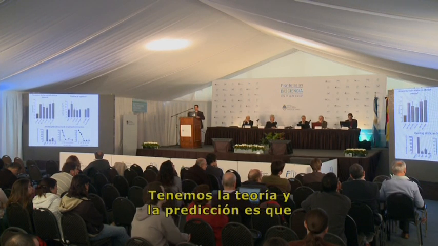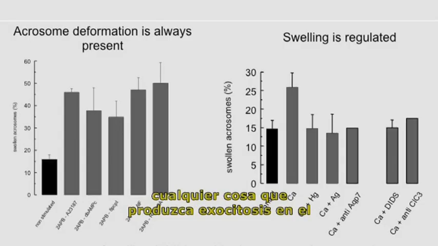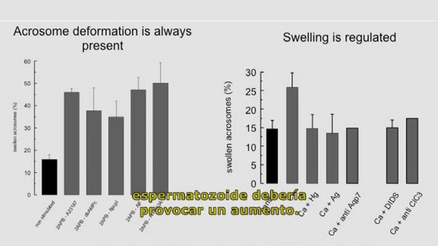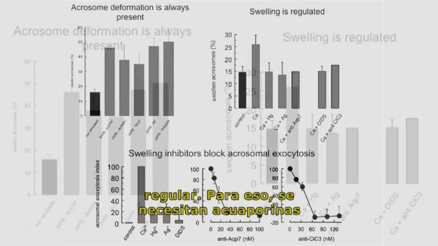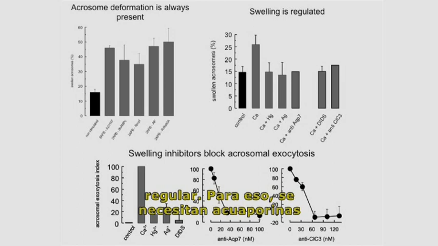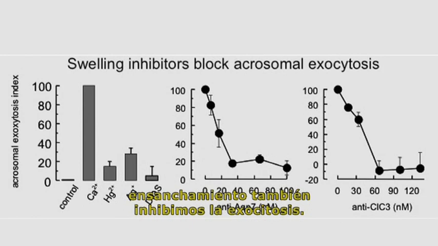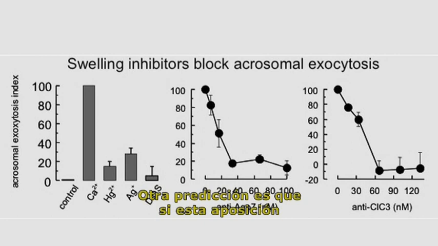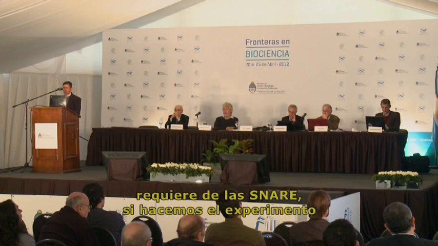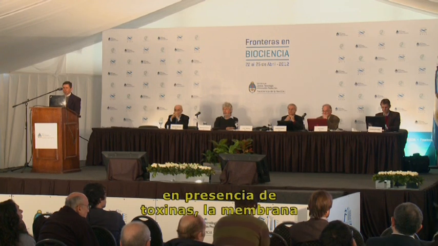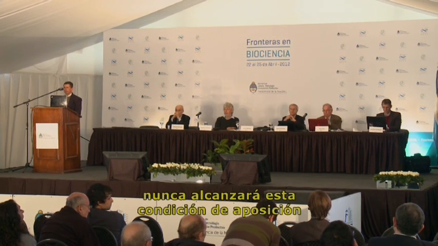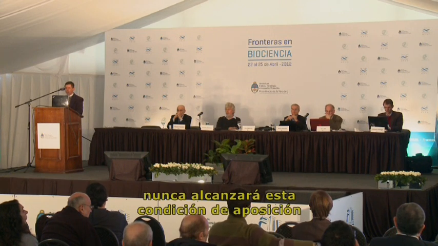This is a theory, and so the prediction is that anything that produces exocytosis in the sperm should provoke swelling, and this is the case here. Swelling can be regulated. Aquaporins are required, and some ion channels are required. Whatever, if we inhibit swelling, we inhibit exocytosis. And another prediction is that if this apposition requires SNAREs, and we do the experiment in the presence of toxins, the membranes will never reach these tight apposition conditions.